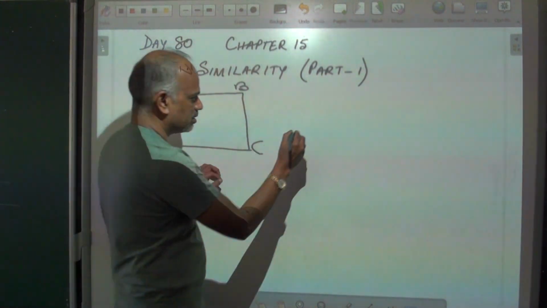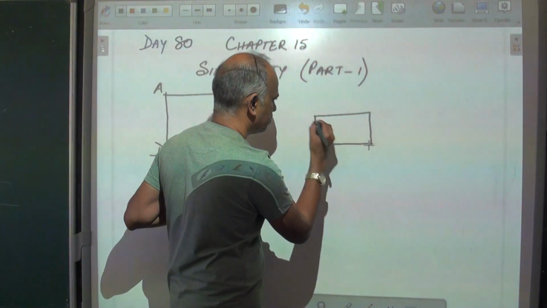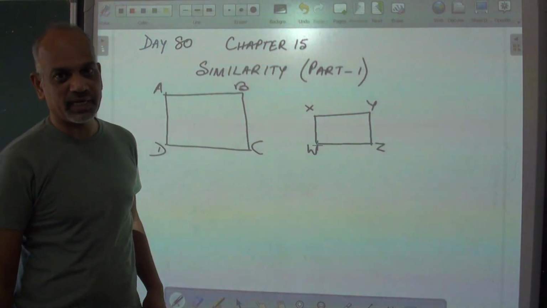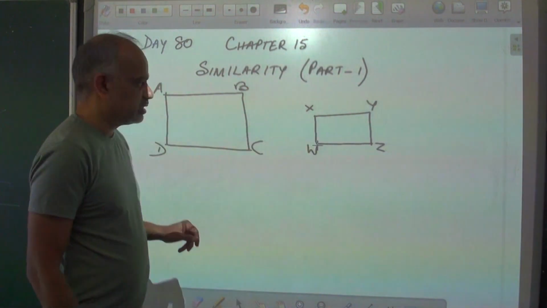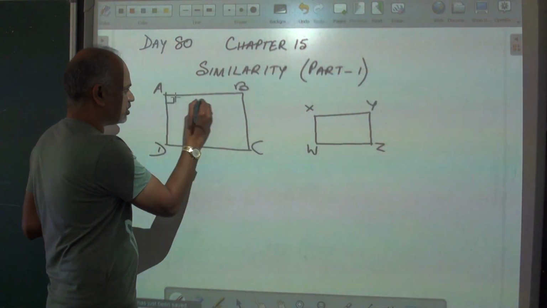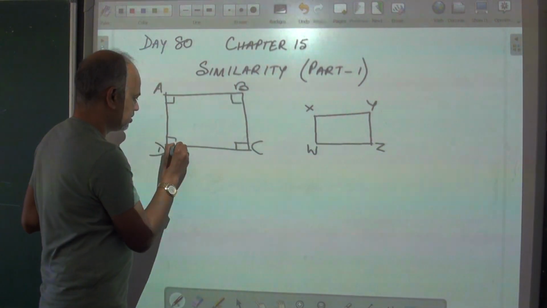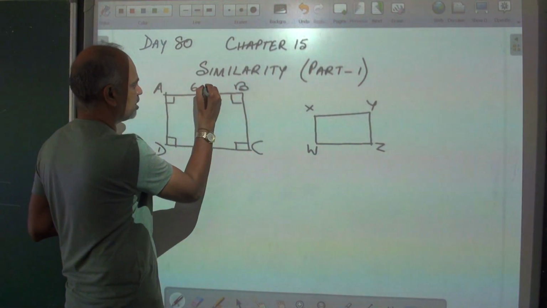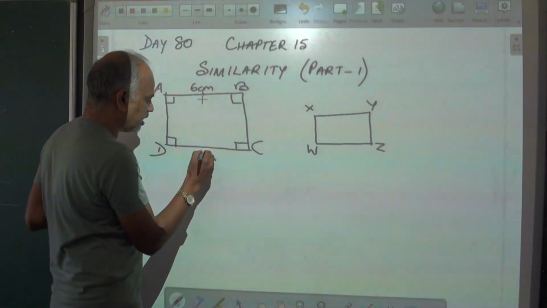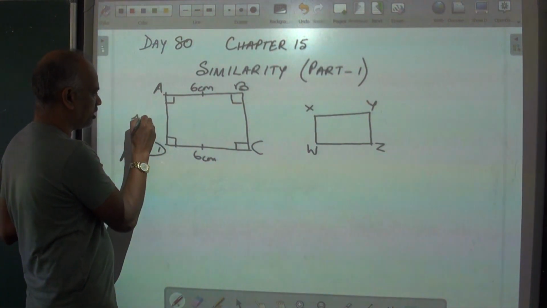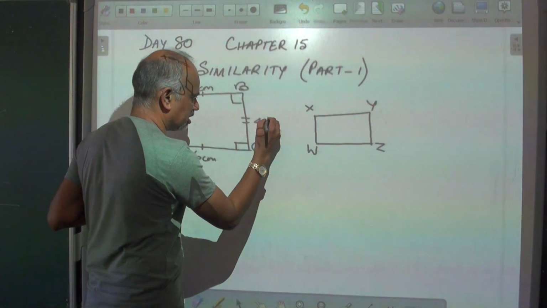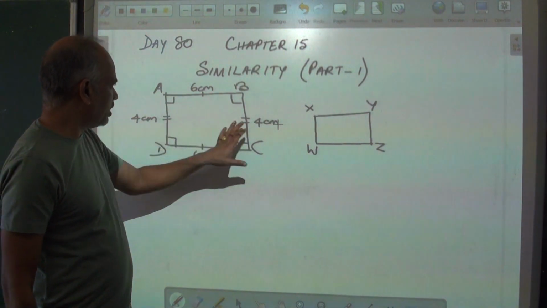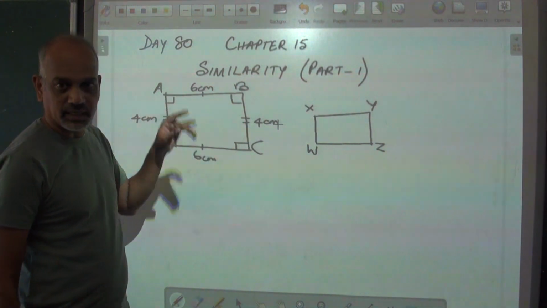ABCD is one rectangle. XYZW is also a rectangle. When you talk about rectangles, the angles at the vertex are 90 each. All these angles are 90. And opposite sides are equal. Let's say for example, this is 6 centimeter, which means this is also 6 centimeter. These two sides are equal. And if this is 4 centimeter, this will also be 4 centimeter. So in a rectangle, opposite sides are equal and the vertex angles are 90.